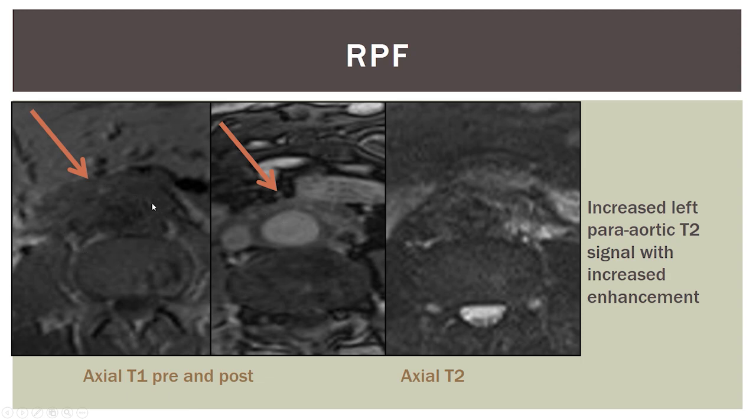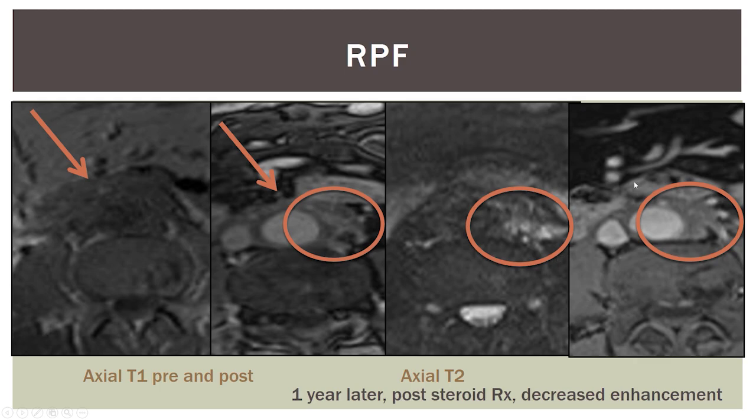Notice the plaque is surrounding the aorta and IVC is enhancing. However, a focal area in the left paraaortic region is enhancing more than the rest of the plaque, and the same area is T2 hyperintense. So this is a follow-up image after 1 year of steroid treatment. The focal area of hyperenhancement is gone. Therefore, by MR, you can monitor the activity of the disease.